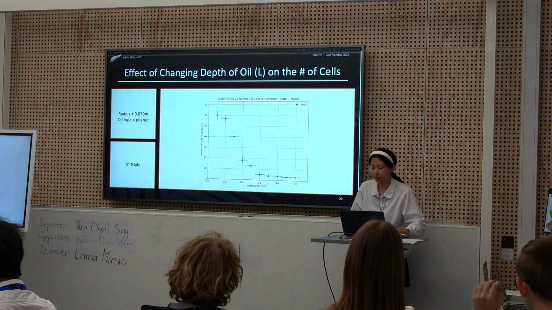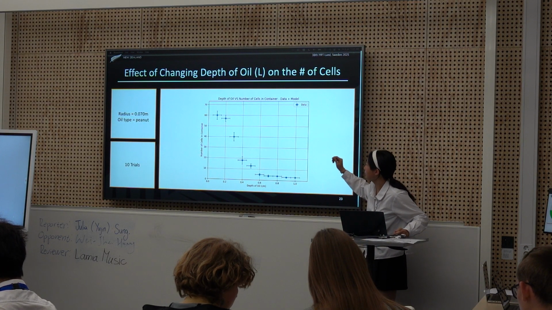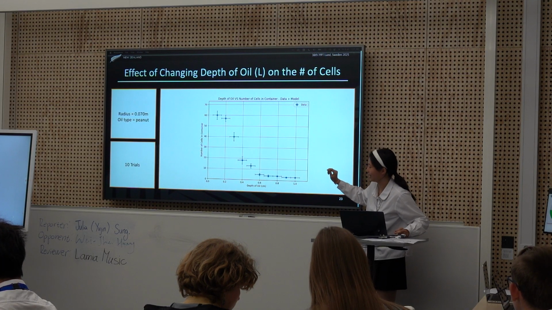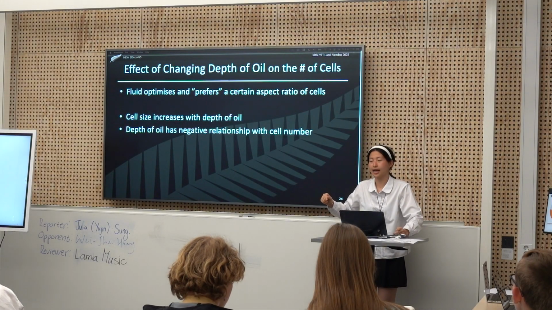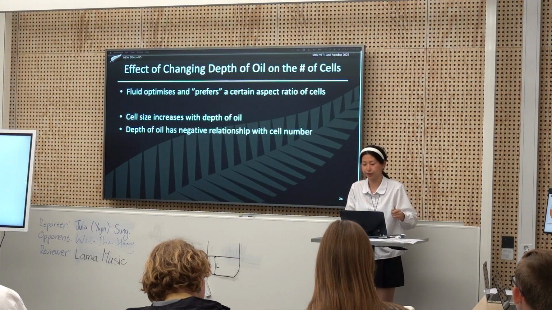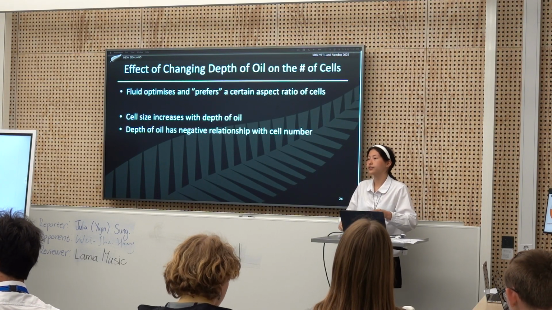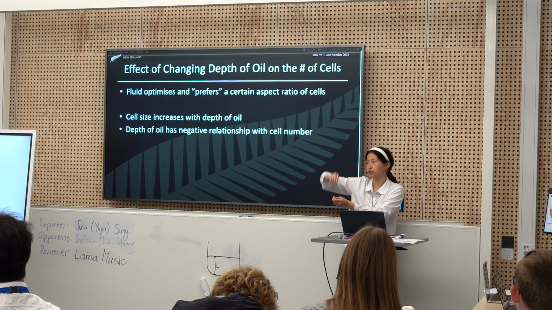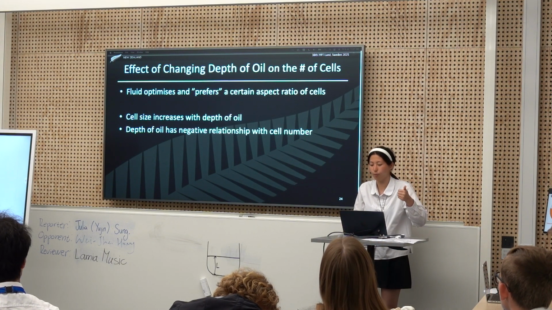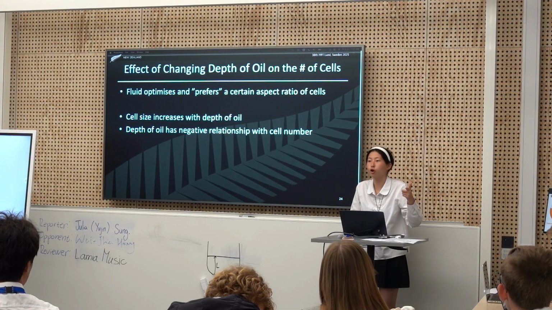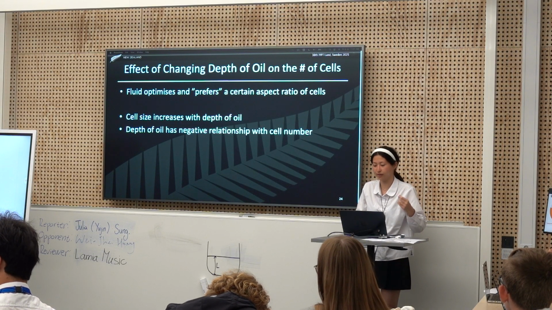Now, the effect of changing depth of oil on the number of cells: as you can see, as the depth of oil increases, the number of cells in the container decreases. This is because fluid optimizes and prefers a certain aspect ratio of cells in order to minimize energy losses. If cells are too narrow, as in if the cells form like this rather than this, it means that they firstly don't transport much heat, and secondly, suffer a lot of viscous drag. And this obviously is not efficient for its energy purposes.